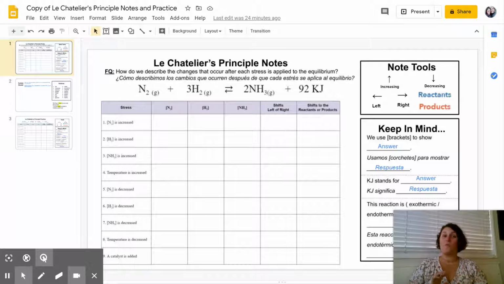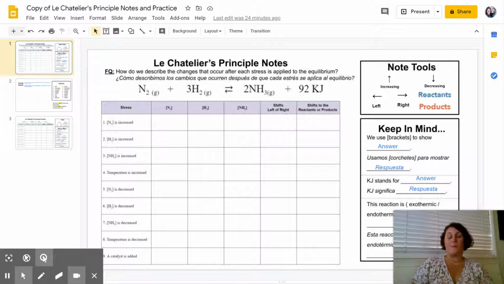So I'm going to give you a nifty little hands-on tool that you can use to show how equilibrium shifts. Does it shift to the left? Does it shift to the right? In other words, is it shifting towards the reactants or more towards the products? Because remember, we know that equations can go in both directions.